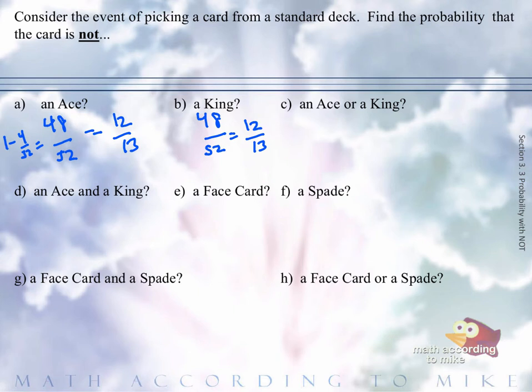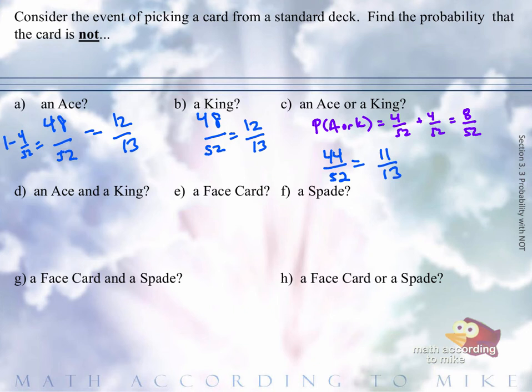C, an ace or a king. Well, the probability that there is an ace or king is, well, there's 4 aces, there's 4 kings, so there's 8 cards out of 52 that are aces or kings, which means there are 44 cards out of 52 that aren't aces nor kings. And that reduces down to 11/13.